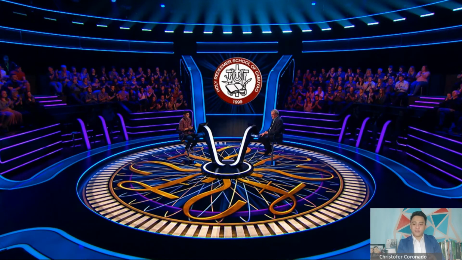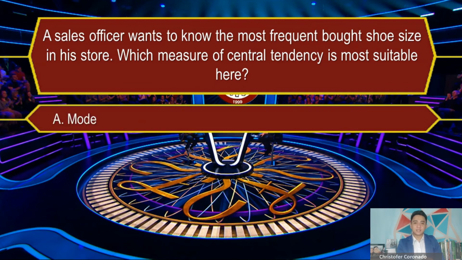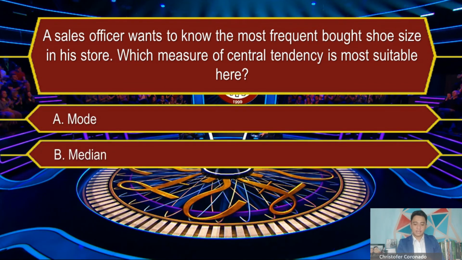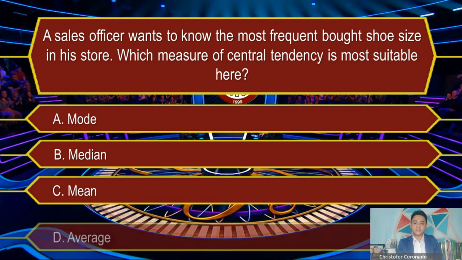Question number 3. A sales officer wants to know the most frequent bought shoe size in his store. Which measure of central tendency is most suitable? Letter A, mode. Letter B, median. Letter C, mean. Or letter D, average.